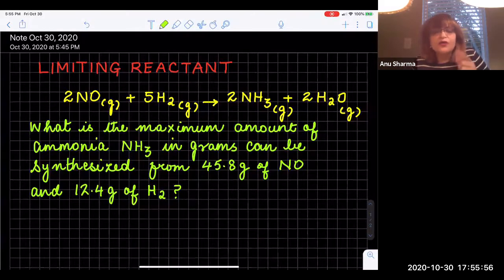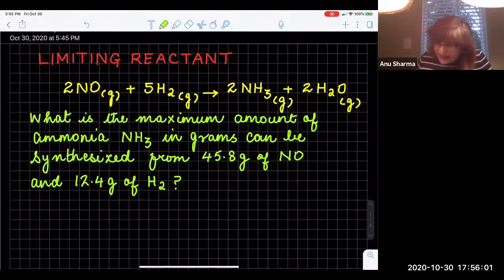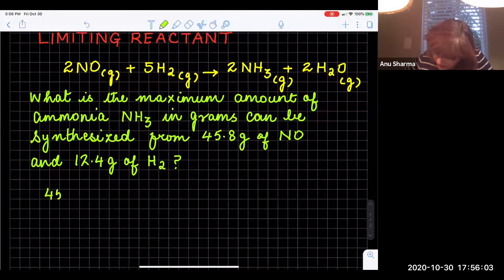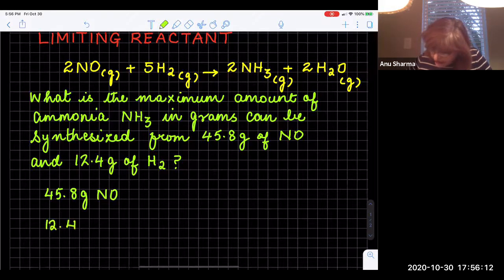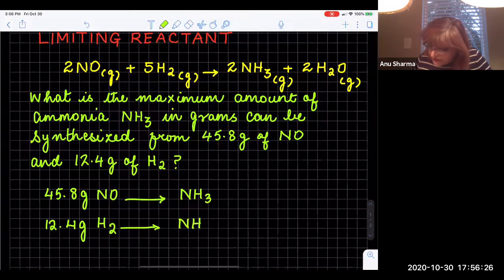Okay, so now we are given 45.8 grams of nitric oxide, and another thing that we are given is 12.4 grams of hydrogen. Okay, so we need to find out how much ammonia can be produced when each of these reactants is used.